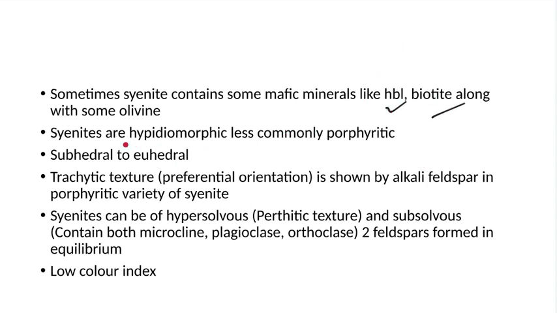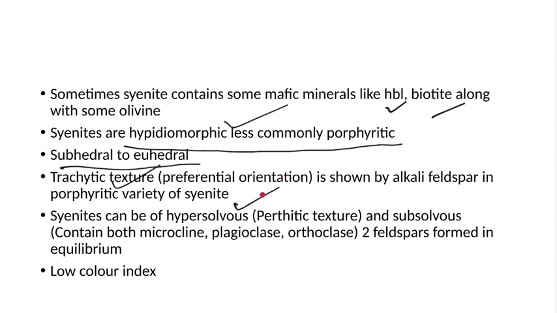This one is important: equigranular and less commonly porphyritic texture, subhedral to euhedral grains. Trachytic texture is also shown, that is, preferential orientation to the flow direction. Trachytic texture.